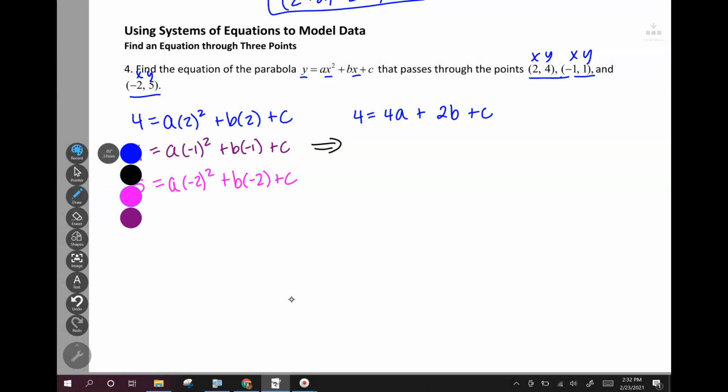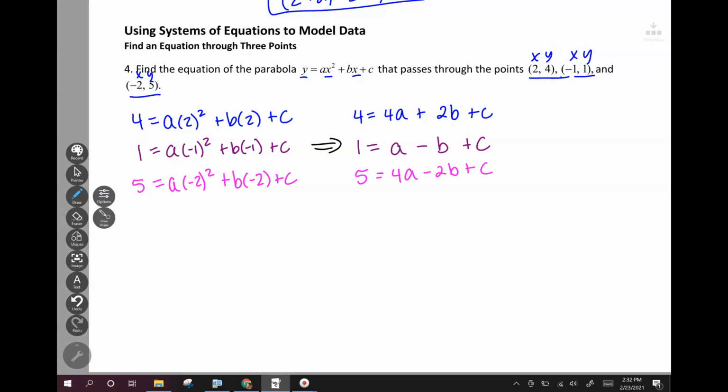The second equation, negative 1 squared is 1, so that's just a minus b plus c. And then my third, I've got 5 equals negative 2 squared is 4, so 4a minus 2b plus c. All right, so there are your 3 equations.